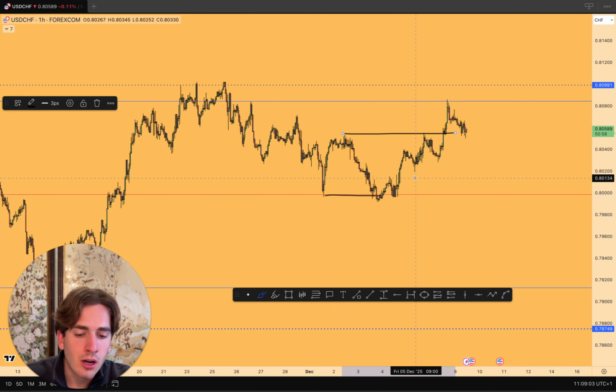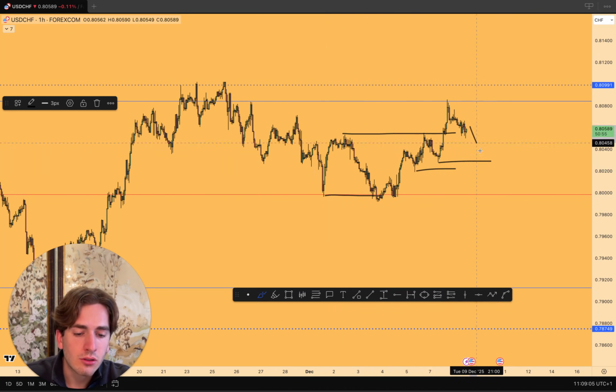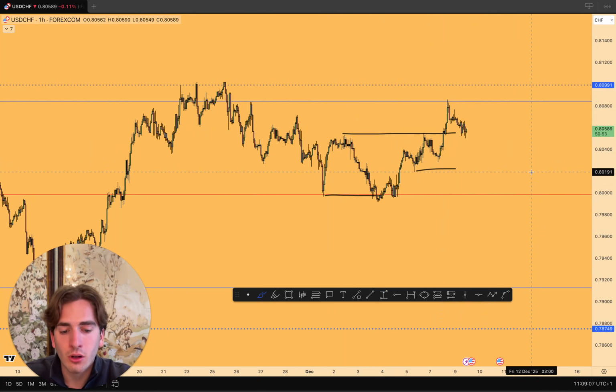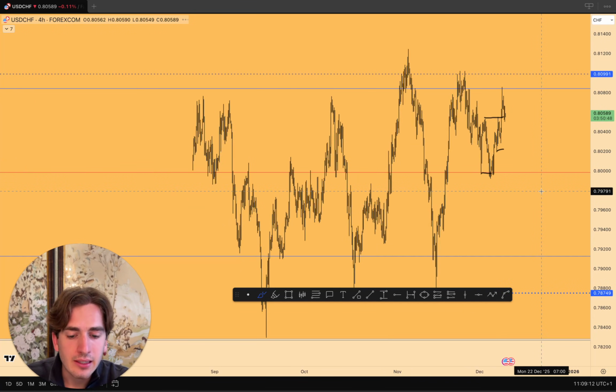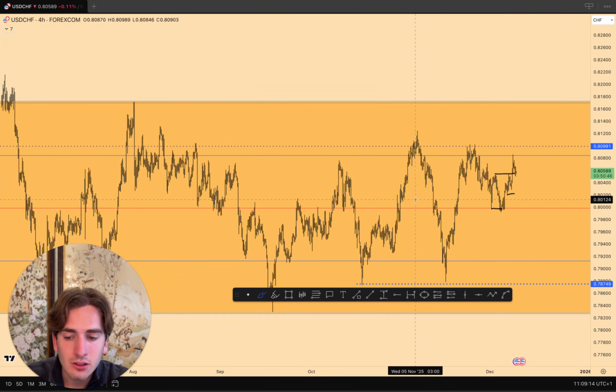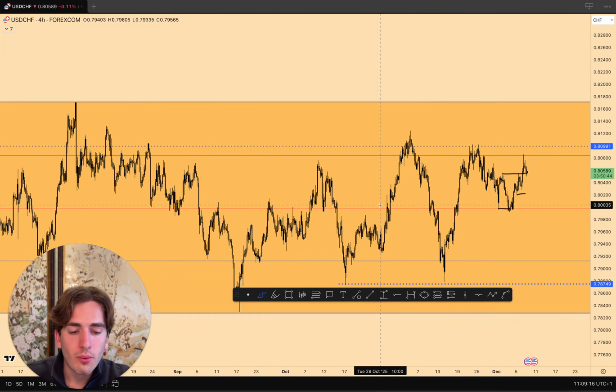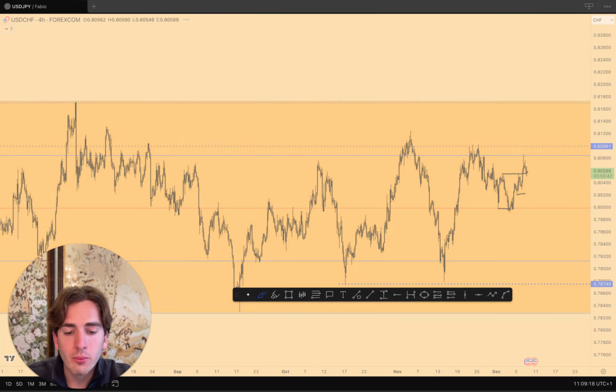But here, break of structure up, and then here you have liquidity low, liquidity low. So those lows in the future could provide some further longs. But then again, the daily time frame is not bullish. The 4-hour time frame is consolidating as well, relatively. So not a pair that I'm actively looking to trade at the moment.